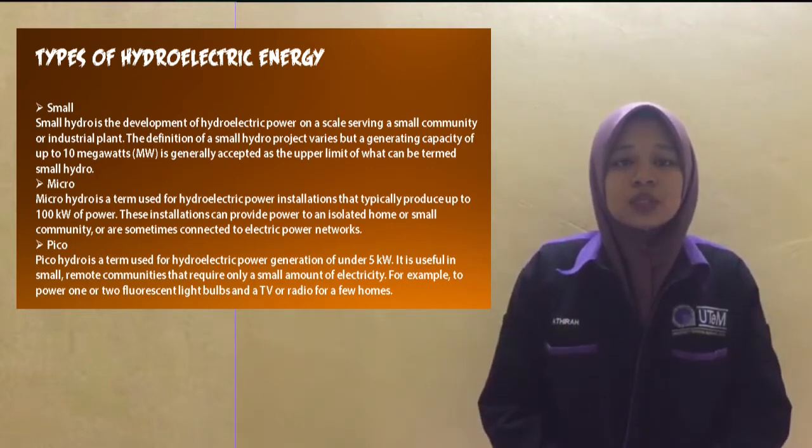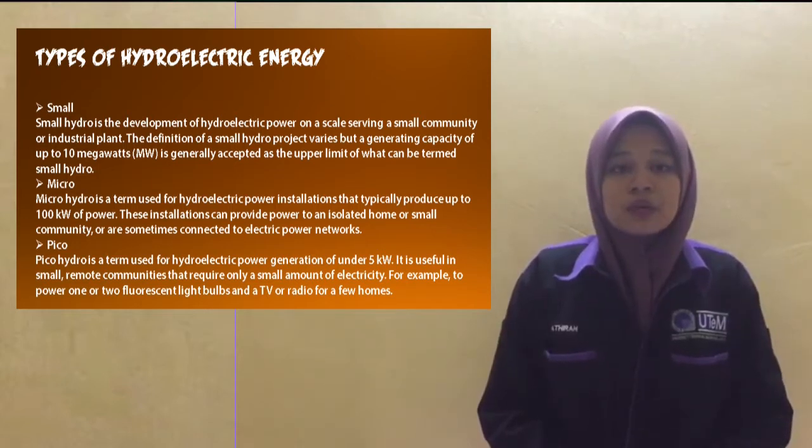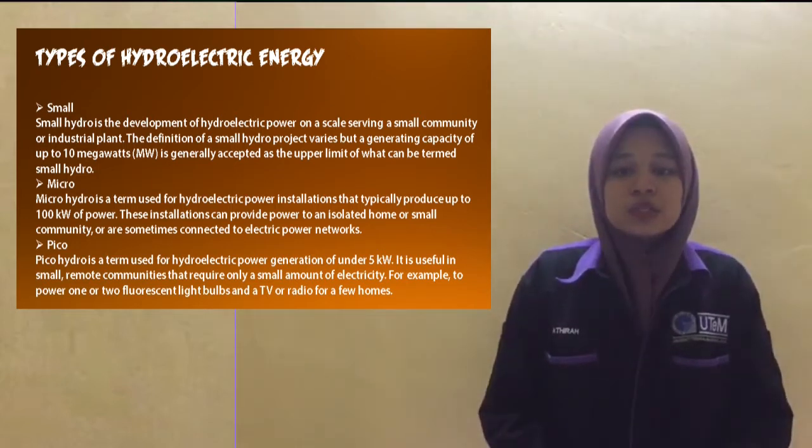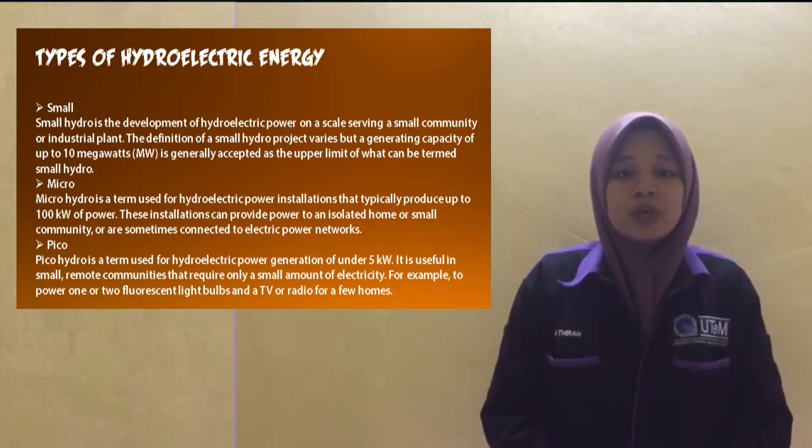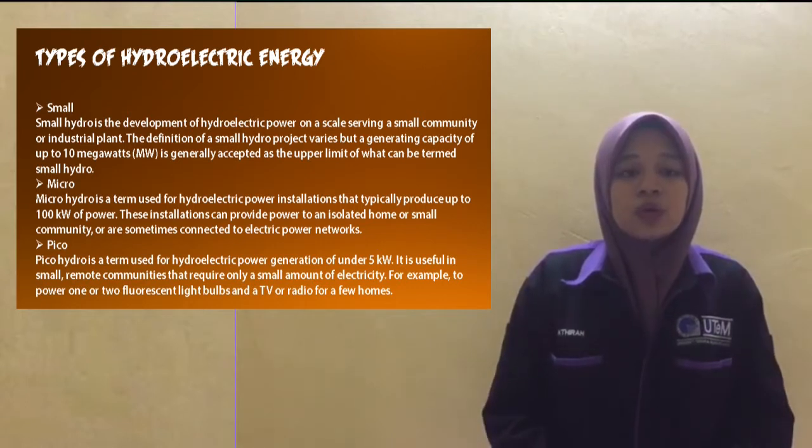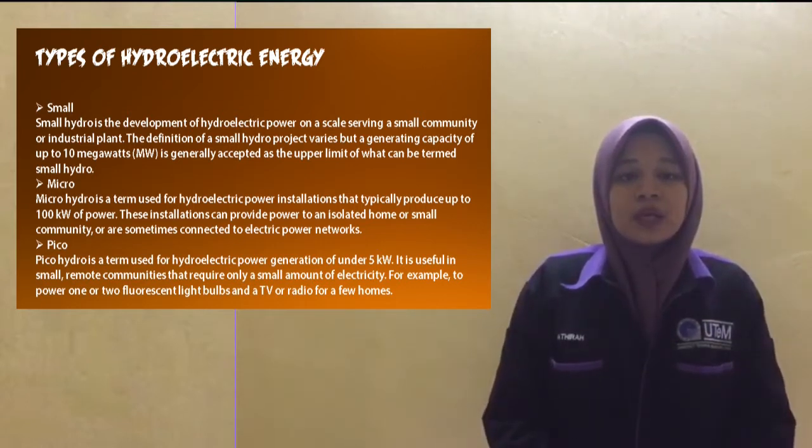Pico hydro is a term used for hydroelectric power generation of under 5 kilowatts. It is useful in small remote communities that require only a small amount of electricity. For example, to power one or two fluorescent light bulbs and a TV or radio for a few homes.